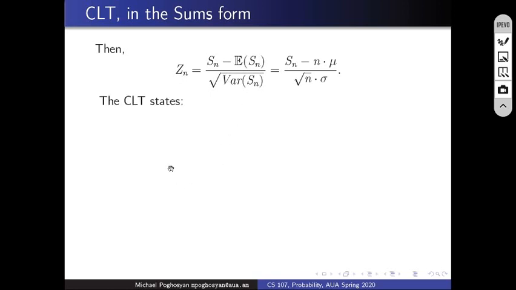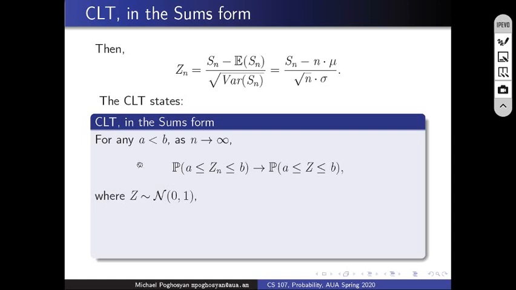Then CLT, central limit theorem, states, for any A and B, as n is tending to infinity, the probability that this standardized random variable is between A and B is tending to the probability that standard normal Z is between A and B. Z is standard normal. So I can calculate this because Z is standard normal. I can just use phi of B minus phi of A. Phi is the CDF of Z.